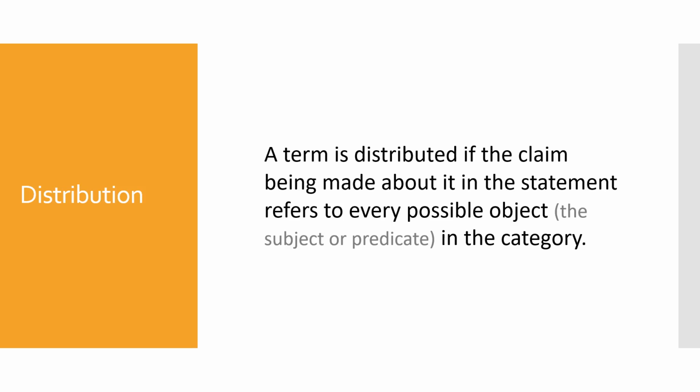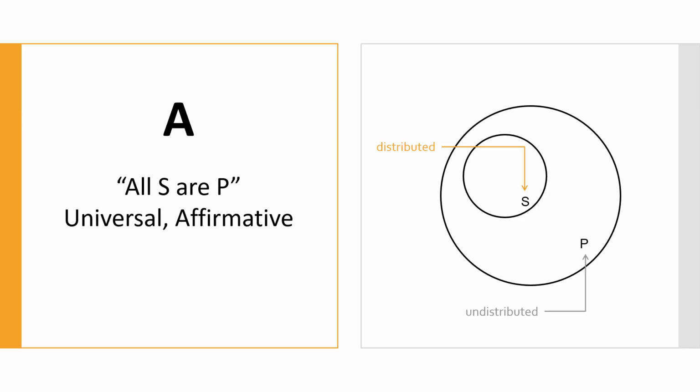And that's going to allow us to determine whether or not a subject is being referred to in terms of every possible member of that category, or if the predicate is being referred to in terms of every possible member of that category. So distribution is actually fairly simple, and for the most part, what you need to do is just memorize which quantifier distributes what. So if we have an A claim, or universal affirmative claim, what we're saying is every conceivable S term, the subject term, must be distributed, but the predicate term is not.